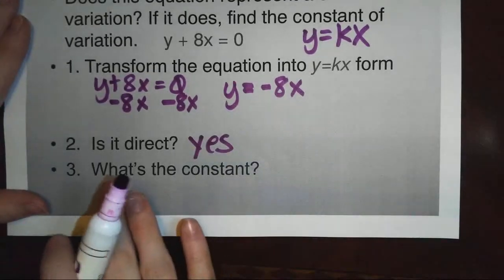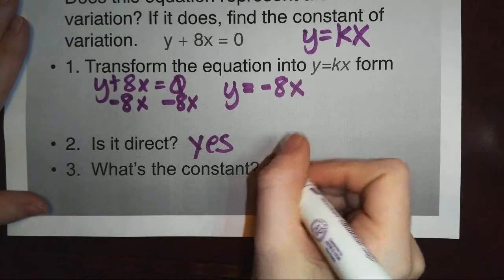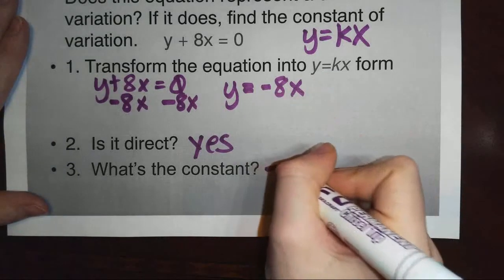And then we want to know, what is the constant of variation? So to find the constant of variation, you simply look at what you are multiplying by your independent variable. And in this case, we are multiplying x by negative 8.